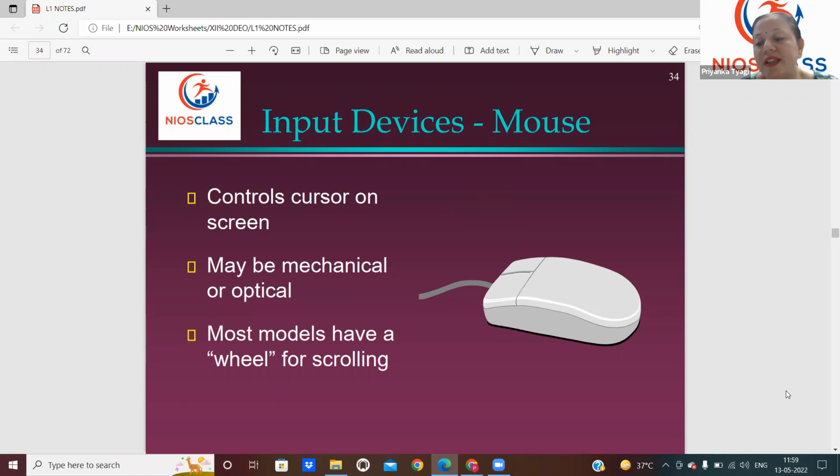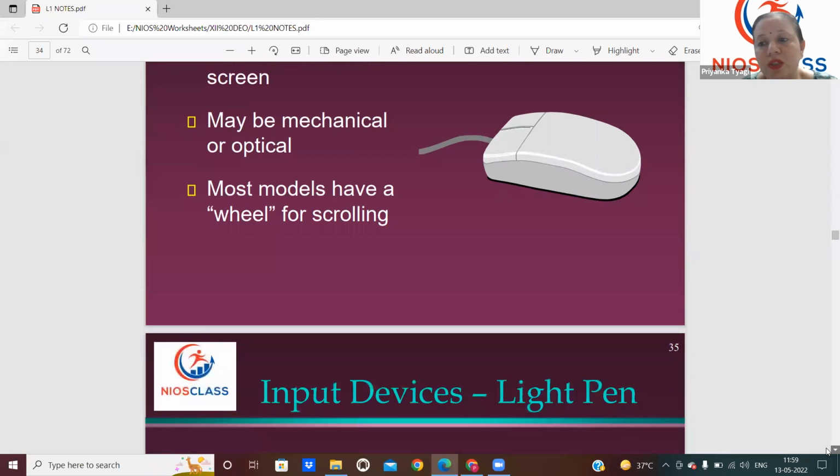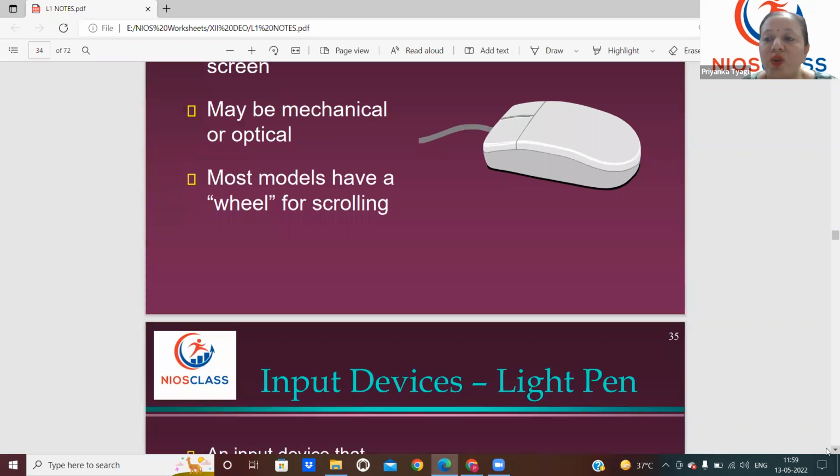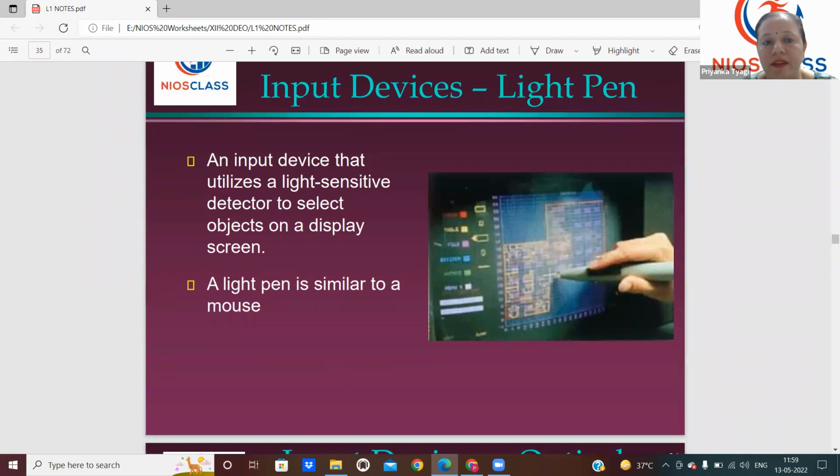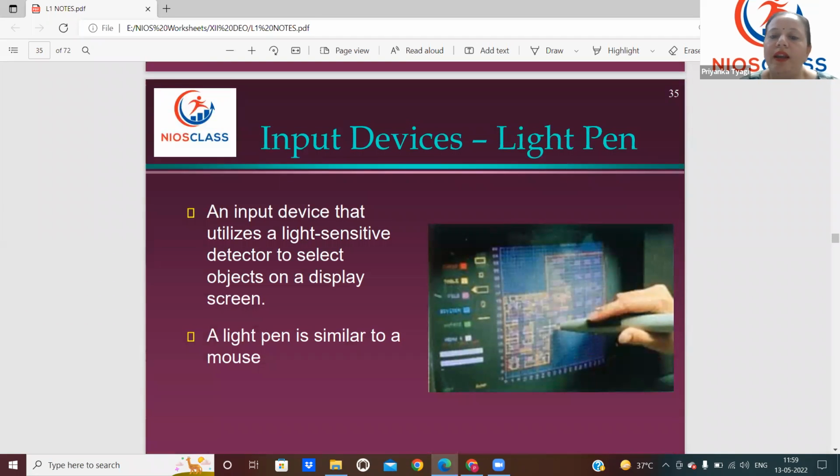Currently we have the wireless mouse, which is used without a wire, and it also controls the screen. Now the third kind of input device is the light pen. So what is a light pen? It is an input device again.